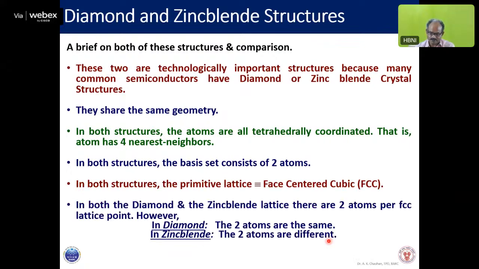In both structures, the basis consists of 2 atoms. In the diamond structure, both the atoms are the same. However, in the zinc blende structure, both atoms are different.